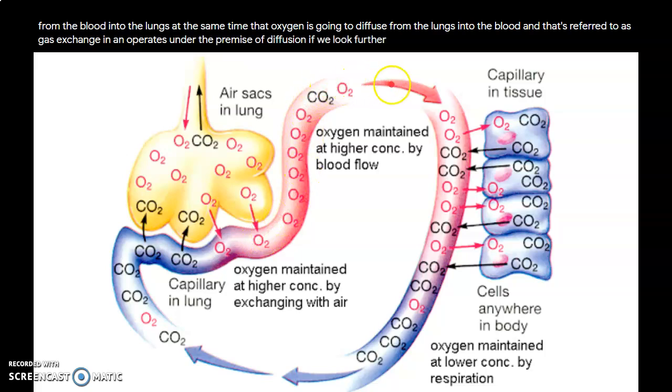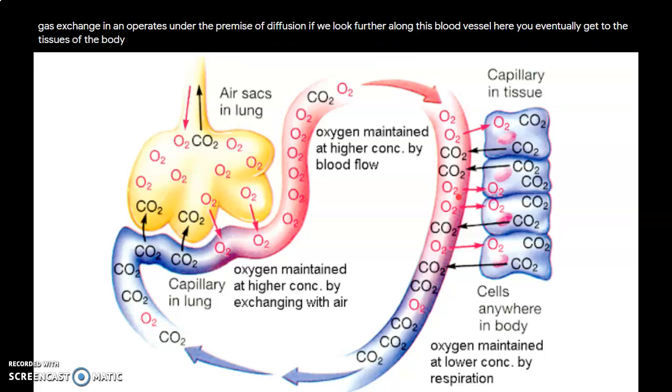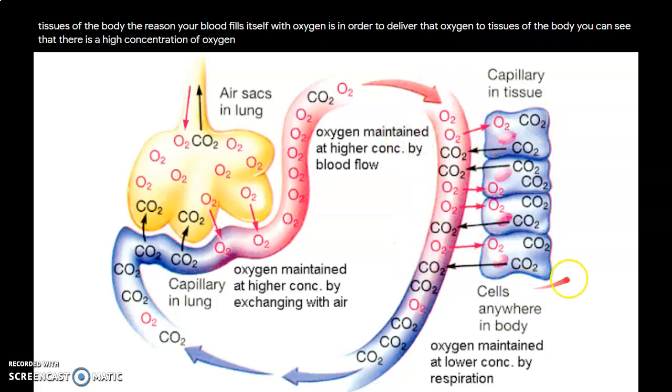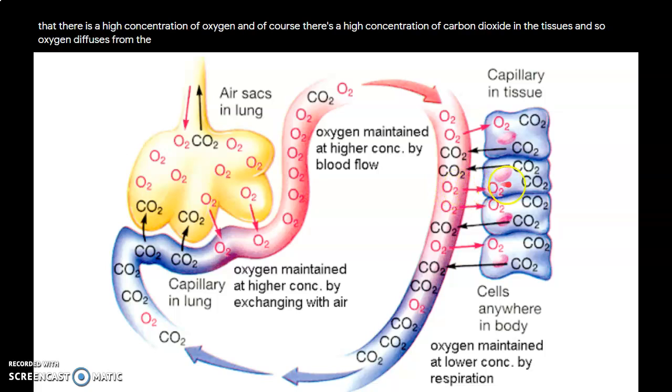If we look further along this blood vessel here, you eventually get to the tissues of the body. The reason your blood fills itself with oxygen is in order to deliver that oxygen to tissues of the body. You can see that there is a high concentration of oxygen in the blood, and of course there's a high concentration of carbon dioxide in the tissues. And so oxygen diffuses from the blood into the tissues, and carbon dioxide diffuses from the tissues into the blood.